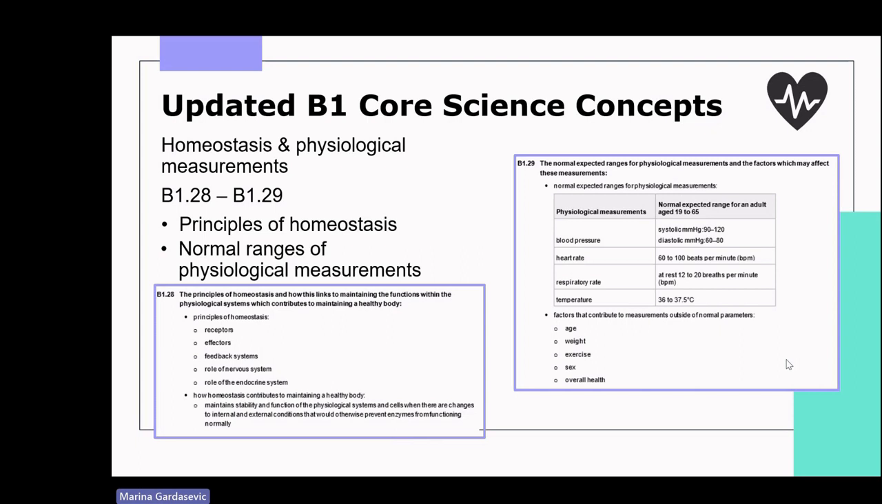Next, we have normal ranges of physiological measurements and the factors which may affect these measurements. This has also been moved from B2 and has been reduced with the removal of how to identify physiological measurements that fall outside of the normal range, and how physiological parameters are routinely measured, including the equipment used. This further content, which was in the original specification, is still covered in year 2, but is not necessary in year 1 to support those further science concepts.